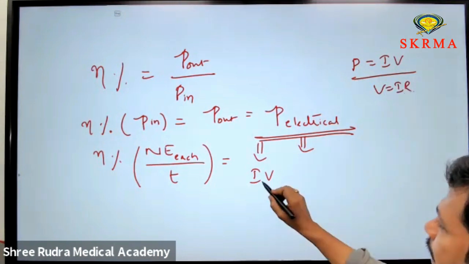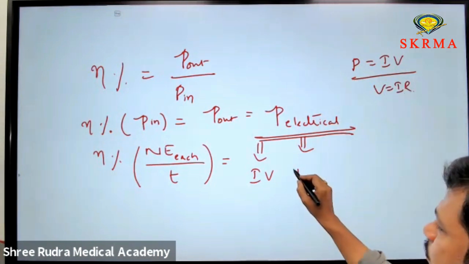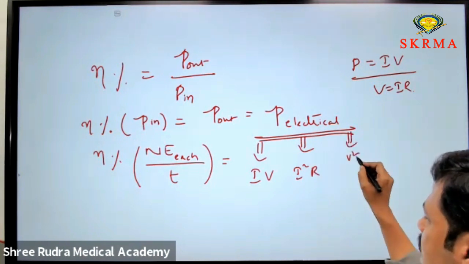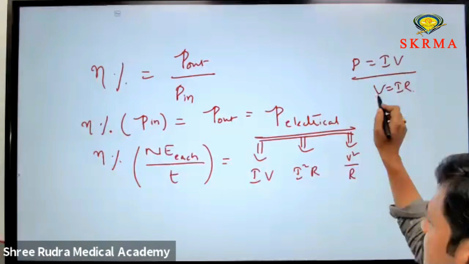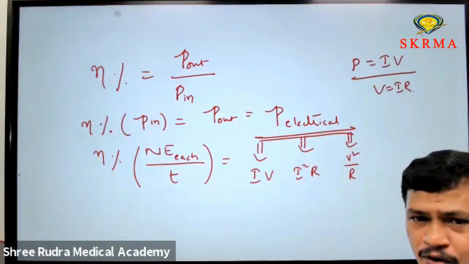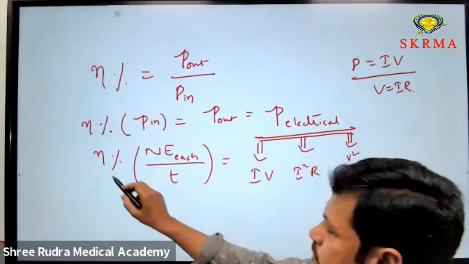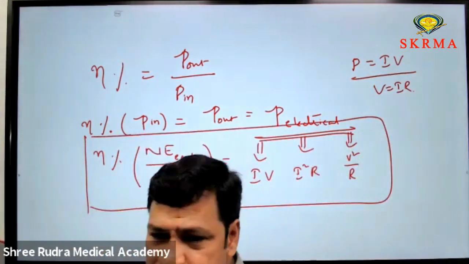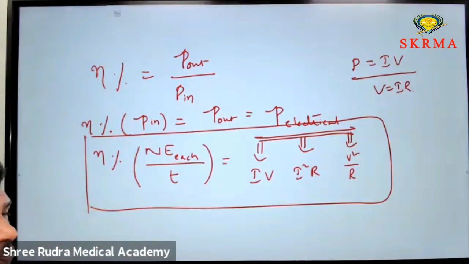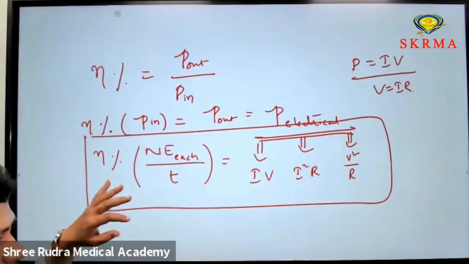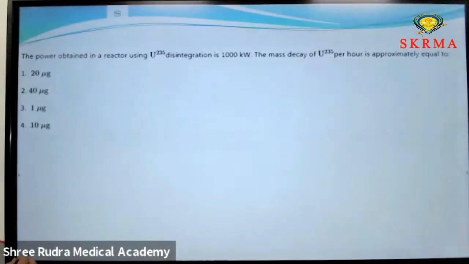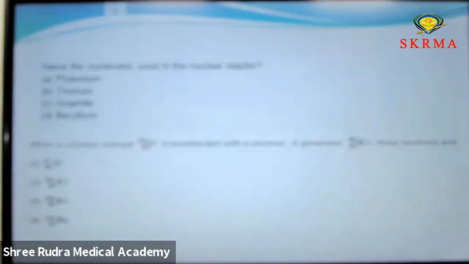If you write V equals IR from Ohm's law, then in such a case, I times IR, that is I square R. In the same way, you can write V square by R. The rearrangement of this equation gives us three different forms of power. From this equation, we can calculate the efficiency, output power, or input. This is the equation that determines the efficiency of the reactor. Let us move to a few examples.